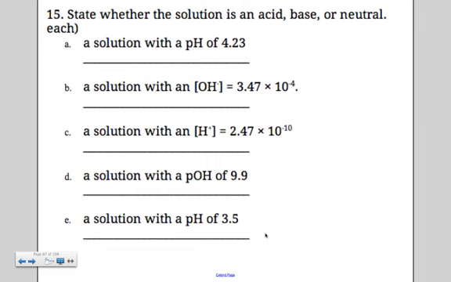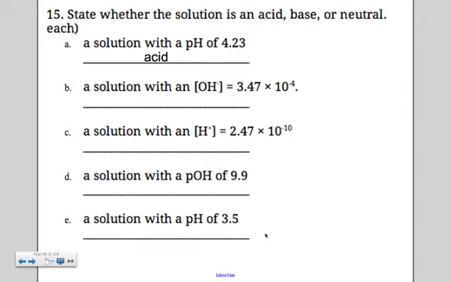Okay, so here's a bunch of parts to question 15, but they all ask the same question. Are these solutions acid, bases, or neutral? So, first one, solution with a pH of 4.23. This is pretty straightforward. It's giving you the pH. Is it more, less than 7, or equal to 7? It's less than 7. pH less than 7 means acid.